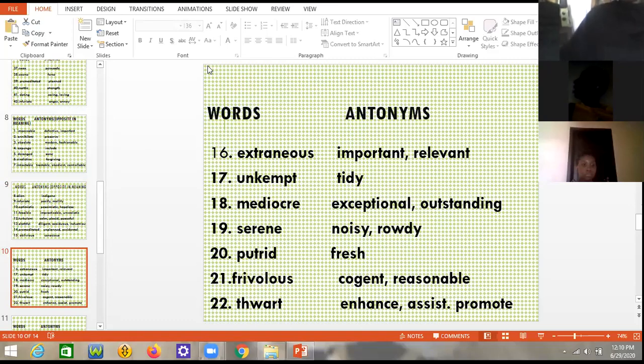It is unimportant. So unkempt, not kept. Some of us say unkept. It's unkempt. See the way this is spelled: UNKEMPT. Unkept. Tidy, opposite is tidy. Mediocre. Opposite: exceptional, outstanding. Serene, I mean a place quiet, calm. Opposite: noisy, rowdy.